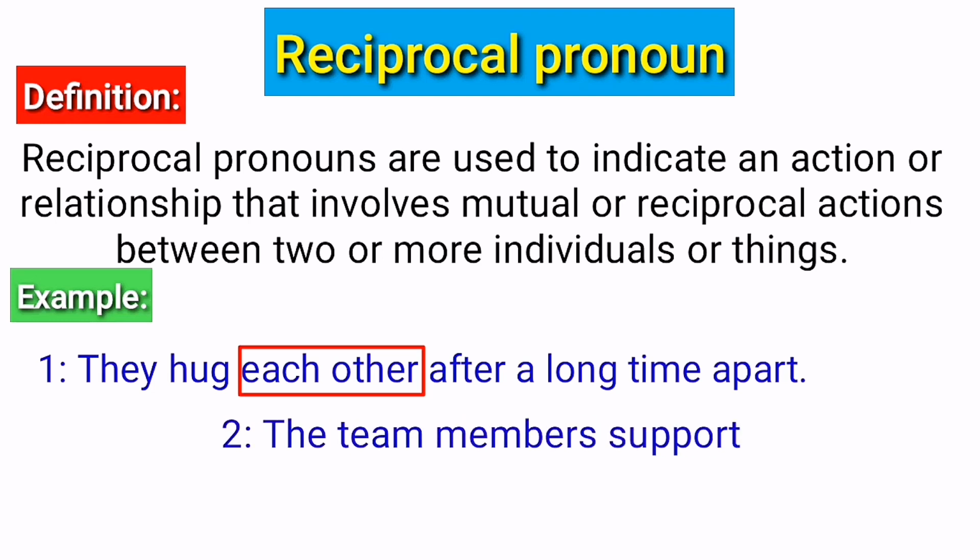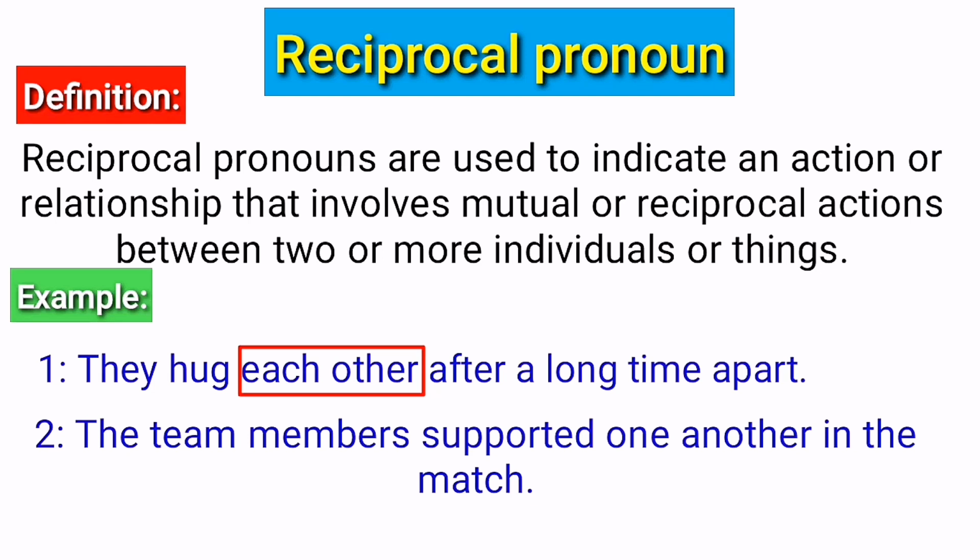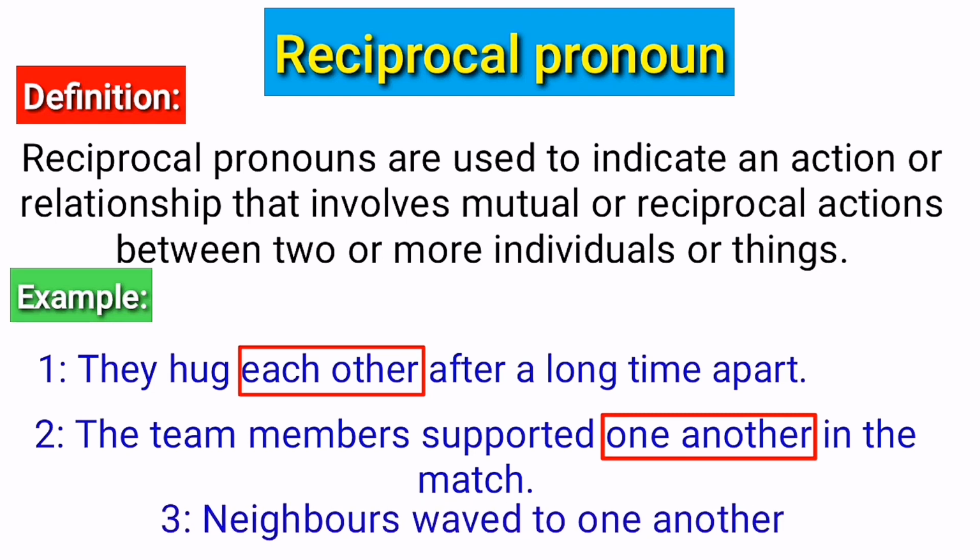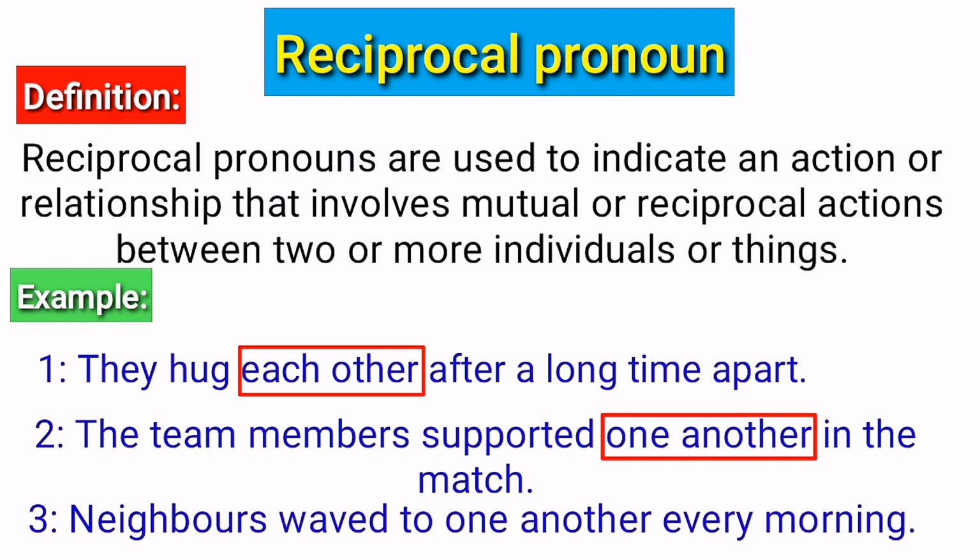"The team members supported one another in the match." Here, one another suggests that the team members supported each other. The support is reciprocal among all the members. "Neighbors wave to one another every morning." The reciprocal pronoun, one another, is used to emphasize the mutual nature of the action. The phrase, one another, signifies that the waving is not just a one-sided action, both neighbors are participating in the act of waving to each other.